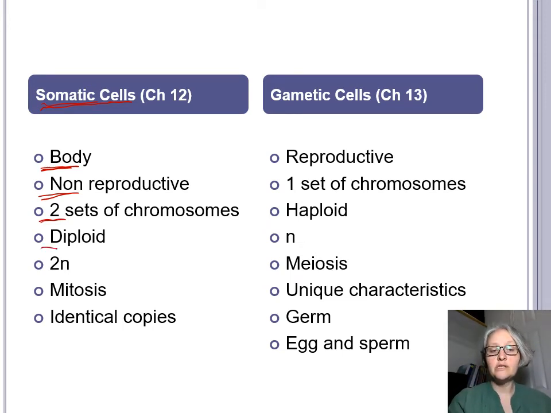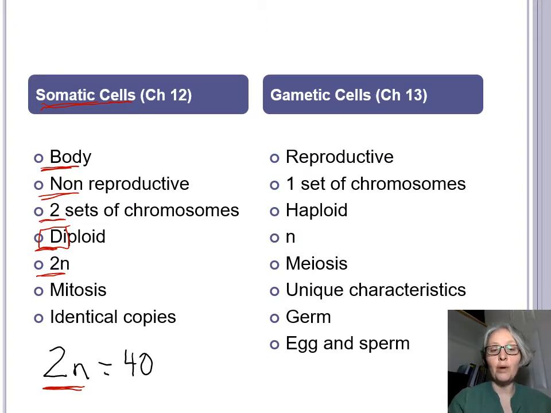We call these cells diploid. That prefix di means 2. We use this formula 2N to describe these somatic body cells. You'll sometimes see it written in the following way: 2N equals 40. This is not an algebra equation. You don't need to solve for anything. The 2N part is just showing us that this cell is a diploid cell.